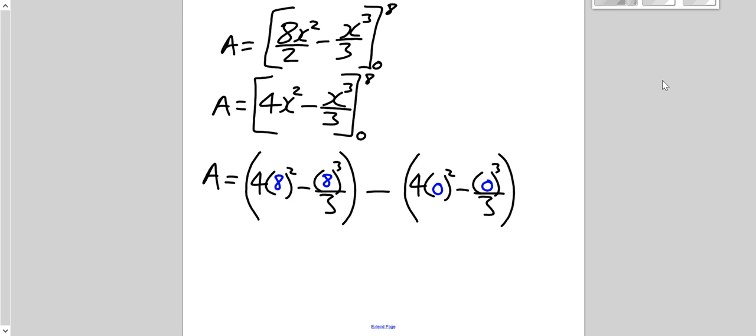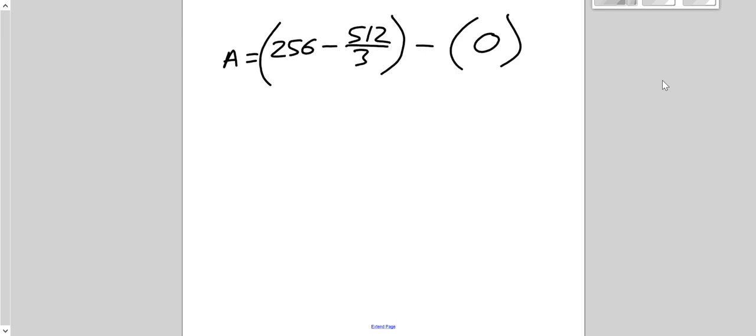Don't worry, this will appear on the next page. And see the contents of that second large bracket? That's all going to come out as 0. Try it with your calculator if you don't believe me. So 256 take away 512 over 3, take away the 0. For consistency, I've just kept that 0 there. So the 256 take away 512 over 3.